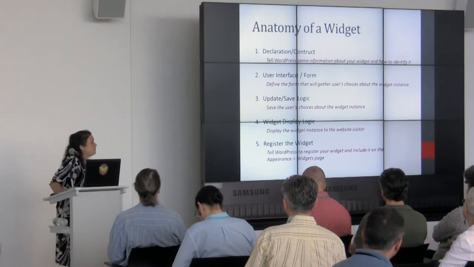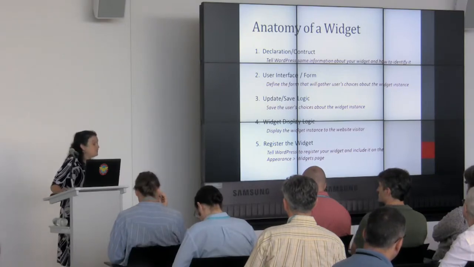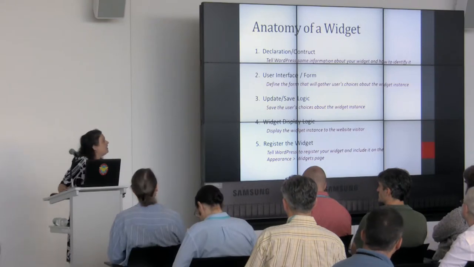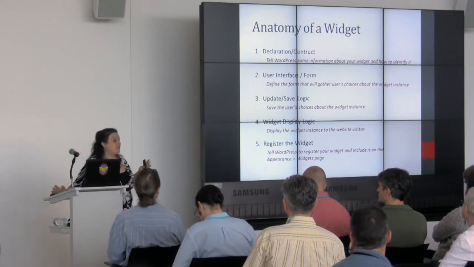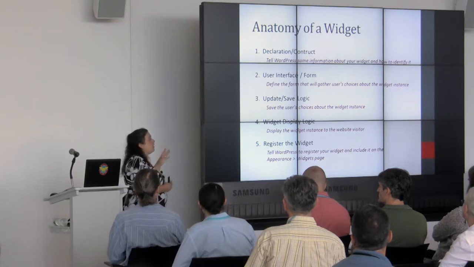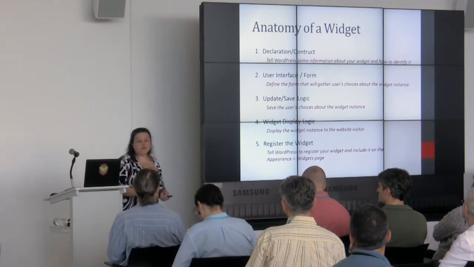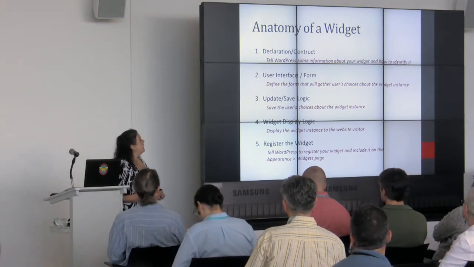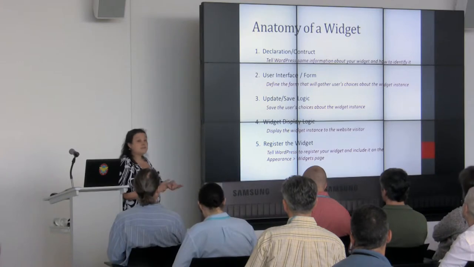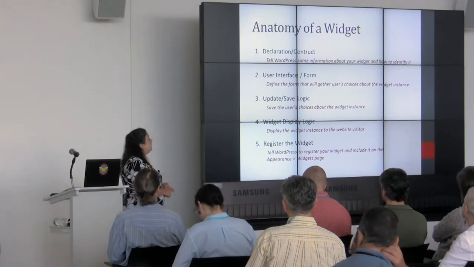So the anatomy of a widget, and we're going to look at some code in a bit, but I just kind of want to give you guys a heads up. The anatomy of a widget is basically five pieces. The first four of these are all in a class designation, and they build on the WordPress widget class. The first thing is the declaration. We're going to tell WordPress, what is this widget? How do I identify it? What's the description to show in the UI?